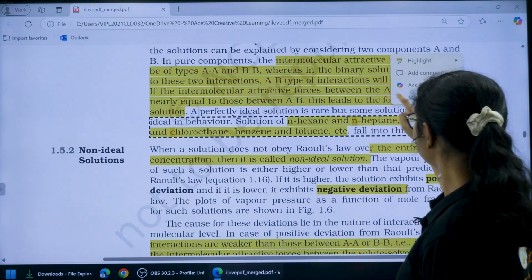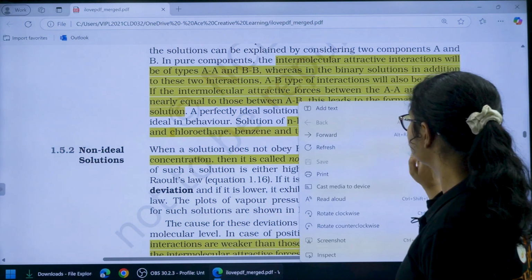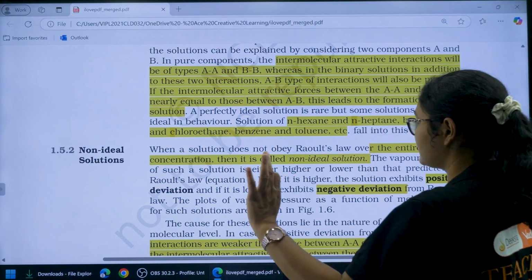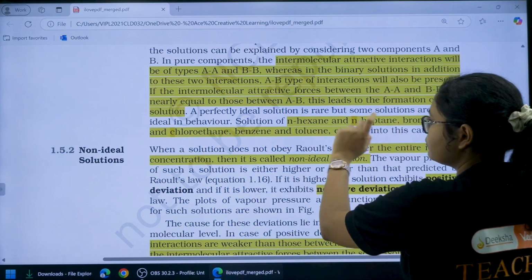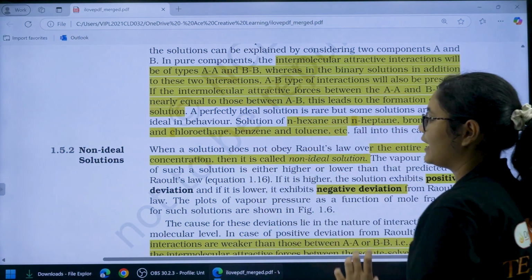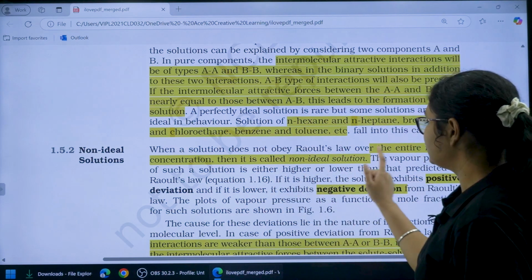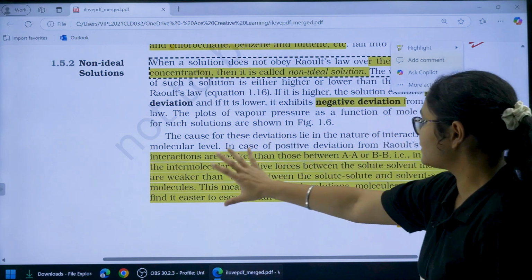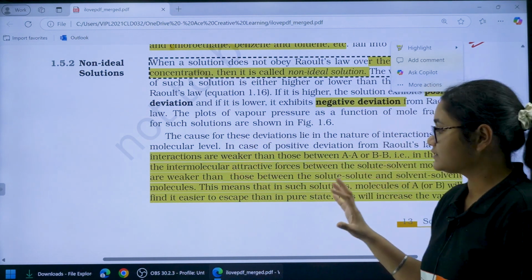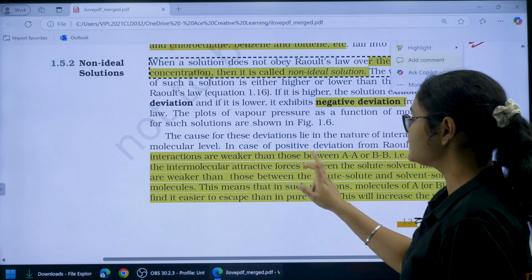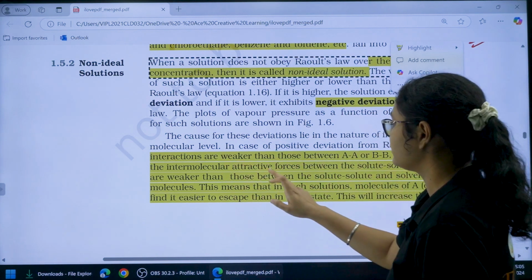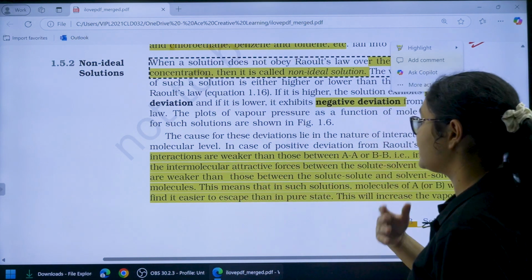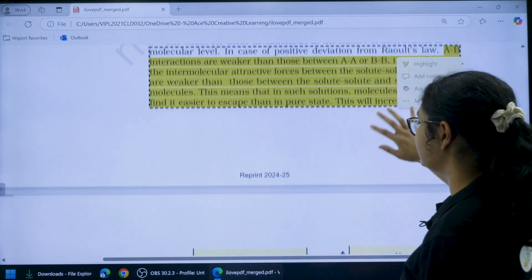After that, this is very important, the examples of ideal solution, and 3 examples are given: n-hexane and n-heptane, bromoethane and chloroethane, and benzene and toluene. Next, coming to non-ideal solution, you have positive deviation and negative deviation. This is about positive deviation: interactions are weaker than AA and BB. In this case, the intermolecular attractive forces between the solute and the solvent molecules are weaker, so they can escape into the pure state, and this will increase the vapor pressure.